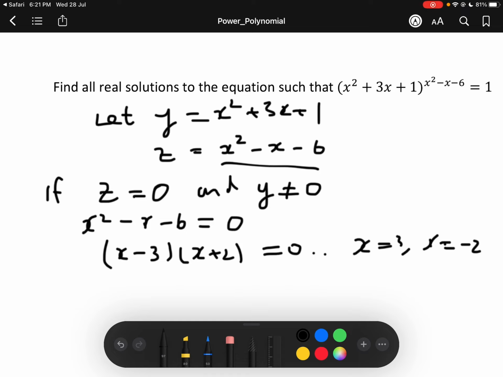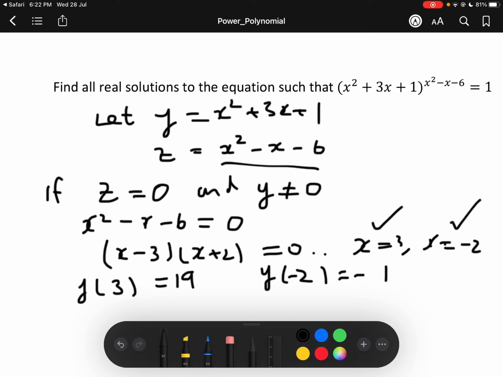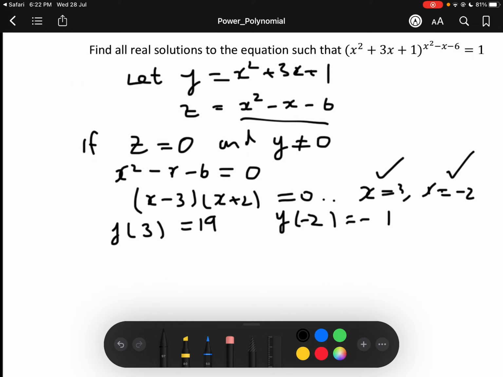Now, if we want to verify that these solutions are correct, we should plug x = 3 and x = −2 into our equation for y to verify that it does not give y = 0. If we plug 3 into our equation for y, that equals 19, which is not 0. So 3 is a solution. And if we look at y of −2, we should have 4 − 6 + 1, which gives us −1. That's also not 0, so x = −2 is also a valid solution.